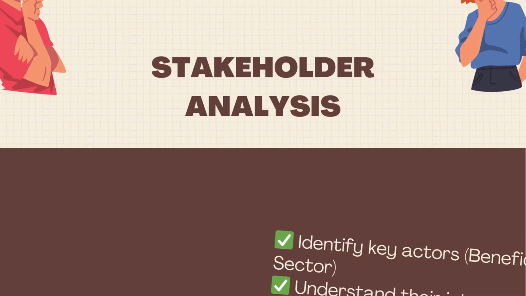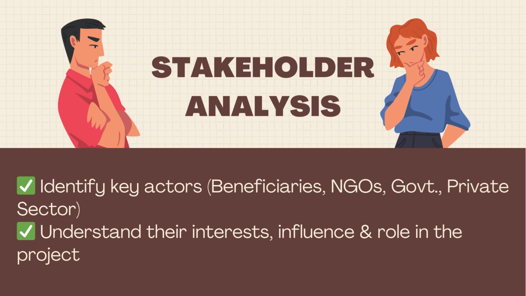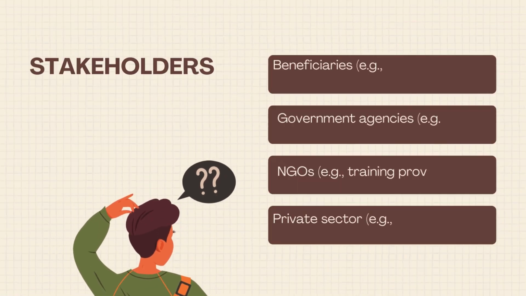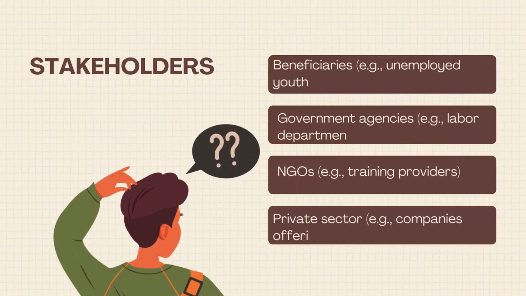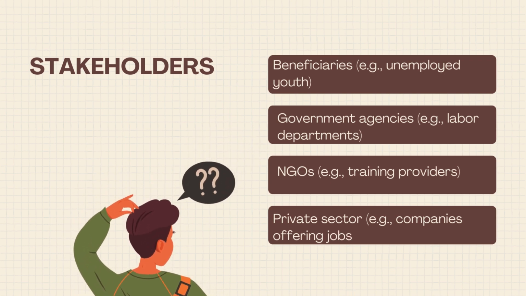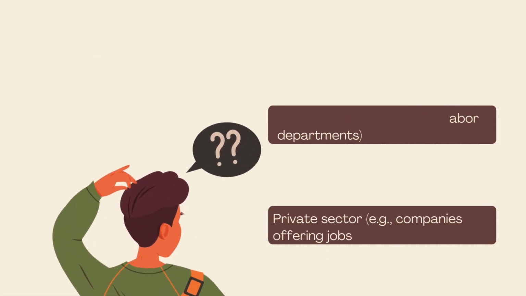Once we understand the problem, we need to identify key stakeholders, the people or organizations affected by or involved in the project. Stakeholders may include beneficiaries, government agencies, NGOs, and the private sector. Understanding their needs and expectations helps us design an inclusive and sustainable project.